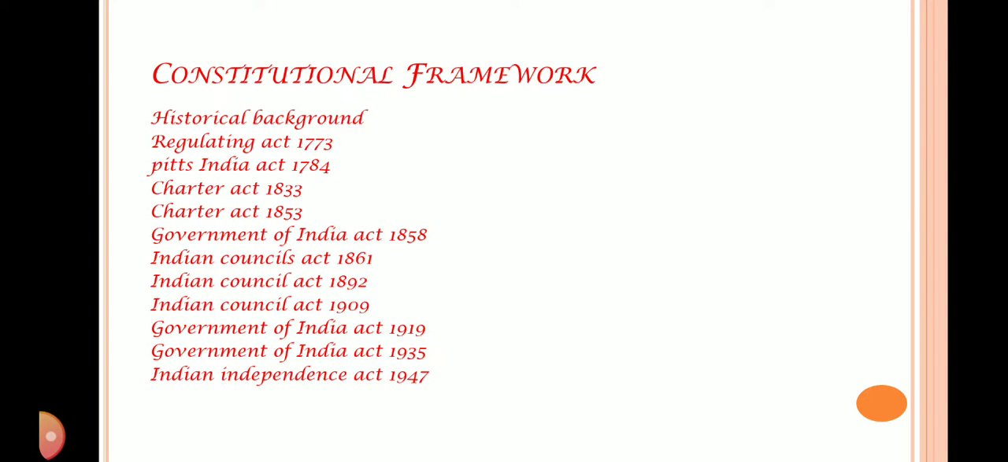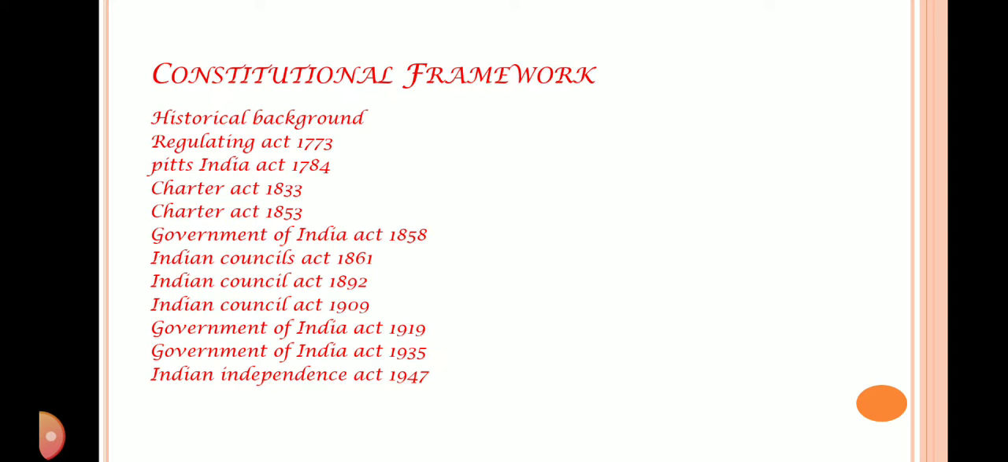Constitutional framework. The Constitution of India is the supreme law of India. It lays down the framework defining fundamental political principles and establishes the structure, procedures, powers, and duties of government institutions. The Indian Constitution is the world's longest written constitution. In its current form, it has a preamble, 25 parts with 448 articles, 12 schedules, and 104 amendments.